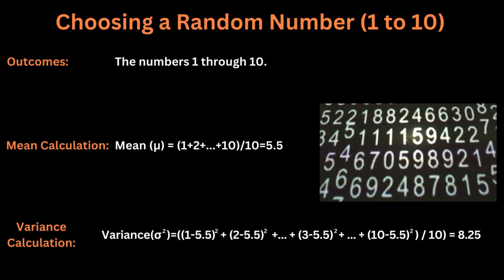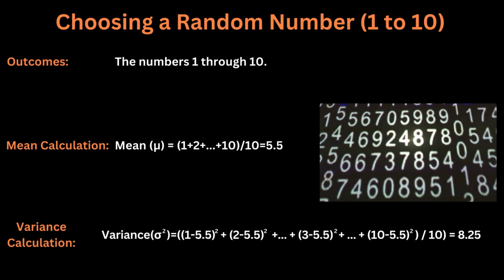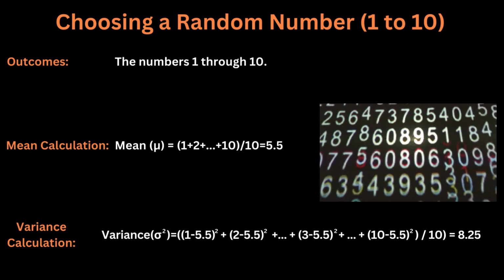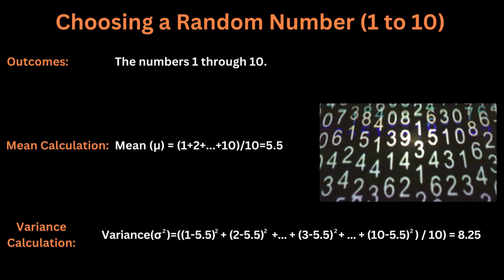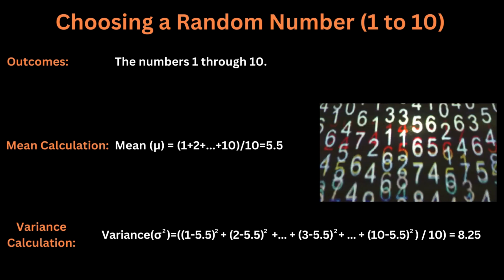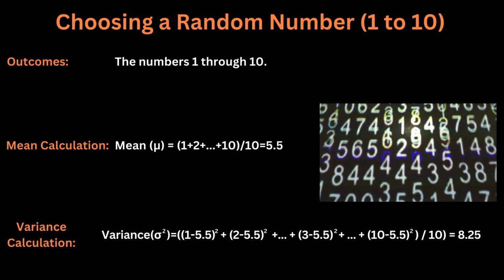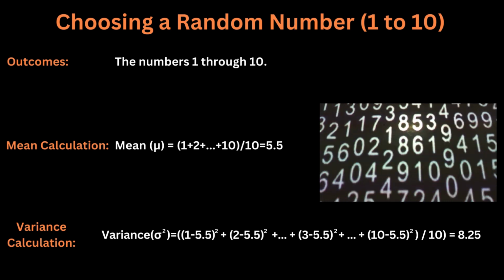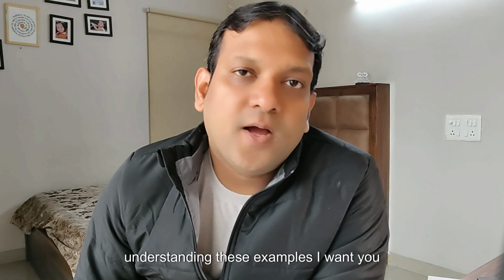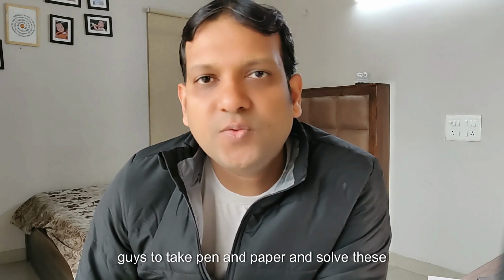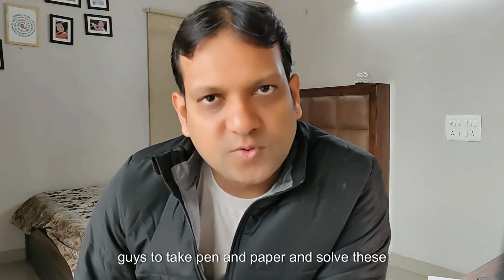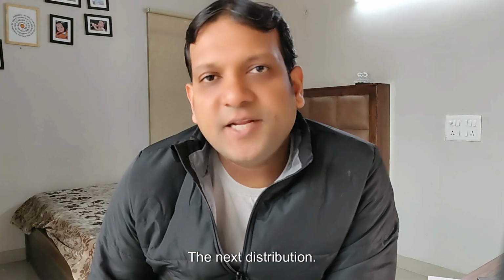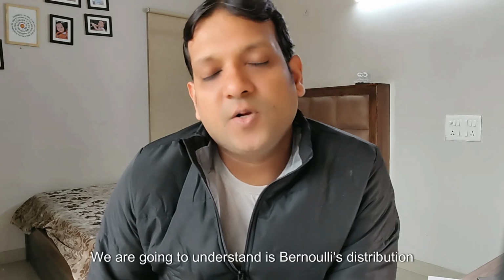Now, if we compute the variance of the same problem, we get first value 1 minus the mean, which is 5.5, whole square, plus second value 2 minus 5.5, which is the mean, whole square, plus till the 10th value. If we solve this, we will get 8.25. Now, while understanding these examples, I want you guys to take pen and paper and solve these questions. It's very, very important. The next distribution we are going to understand is Bernoulli's distribution.